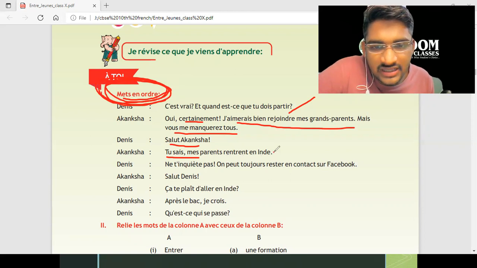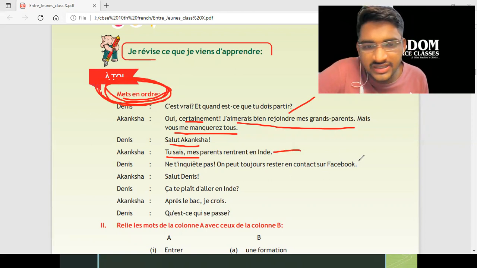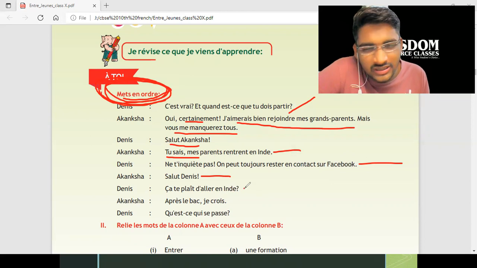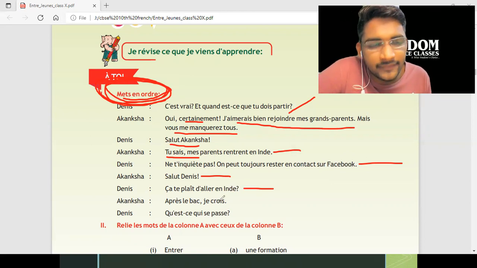So you say, my parents are coming back from India. So Dennis says, no, thank you, do not worry. On peut toujours rester. One can always stay in contact on Facebook. So Akansha says, hi, Dennis. So Dennis says, does it please you to go to India? So Akansha says, yes, after the Bac, I believe.